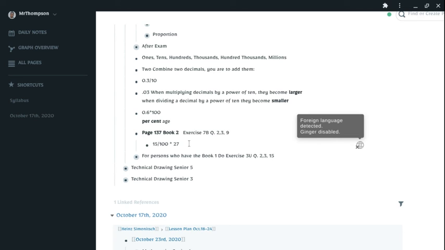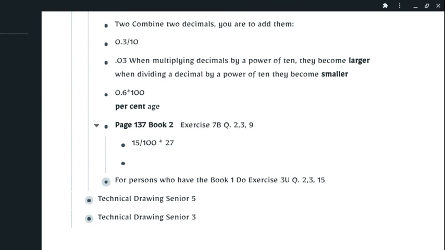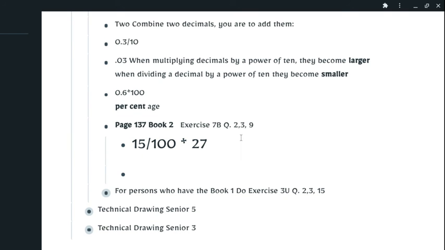Right. So let's look at this, everyone. Look at my screen, 15 divided by 100. I'm seeing it, sir. Look at my screen right there. It's right there. Page 137, book 2, underneath that. Do you see it? There you go. Right here. Let me brighten it. Oh no. Look at my screen quickly because we have to move on.